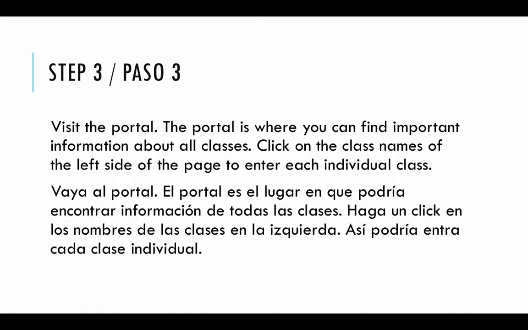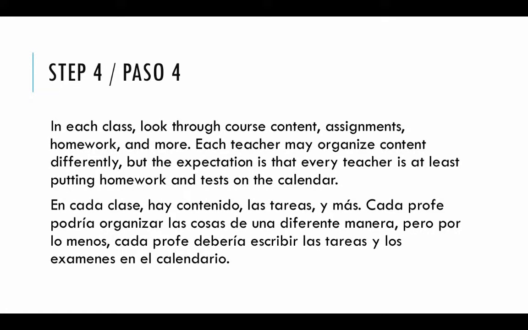The portal is where you can find important information about all of your students' classes. If you have multiple students, you can go back and forth between those students. You can click on the class name on the left-hand side of the portal and enter into each individual class. But if you're only looking for things like the calendar, that is right on the main page and you don't have to do anything more, and I'll show you how to do that. The last step is to go through your course content, your assignments, homework, whatever it is you'd like to know about that class. If your student can see it, so can you. Okay, so those are the 4 steps.